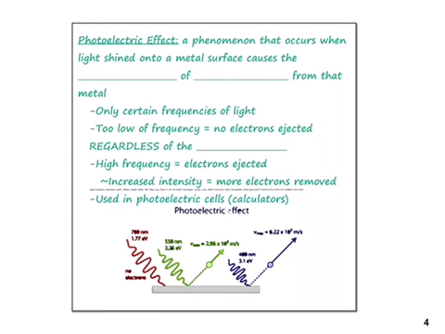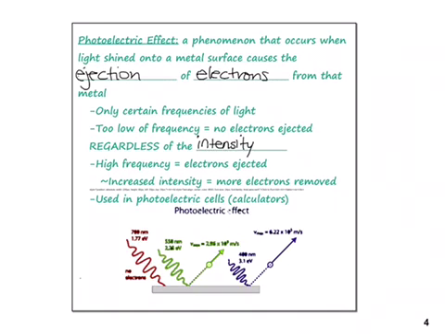And this is a phenomenon that occurs when light, when it gets shined onto a metal surface, causes the ejection of electrons from that metal. And this will only happen at certain frequencies of light. If the frequency is too low, no electrons will be ejected, and this is regardless of the intensity of the light. If we have a high enough frequency, the electrons will be ejected and will shoot off. So if we increase intensity, then more electrons will be removed.